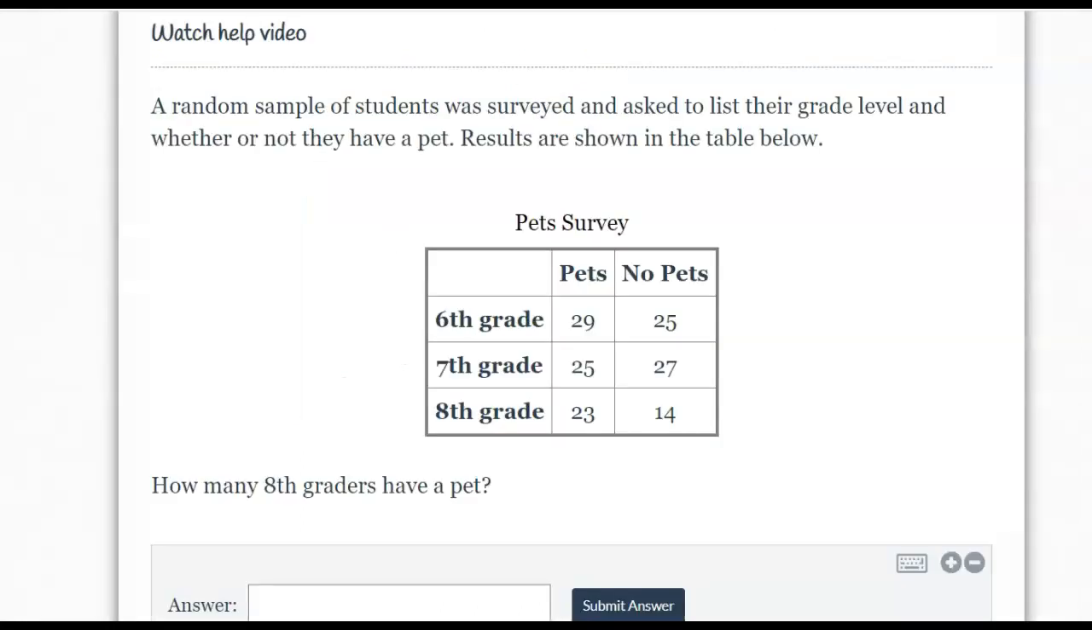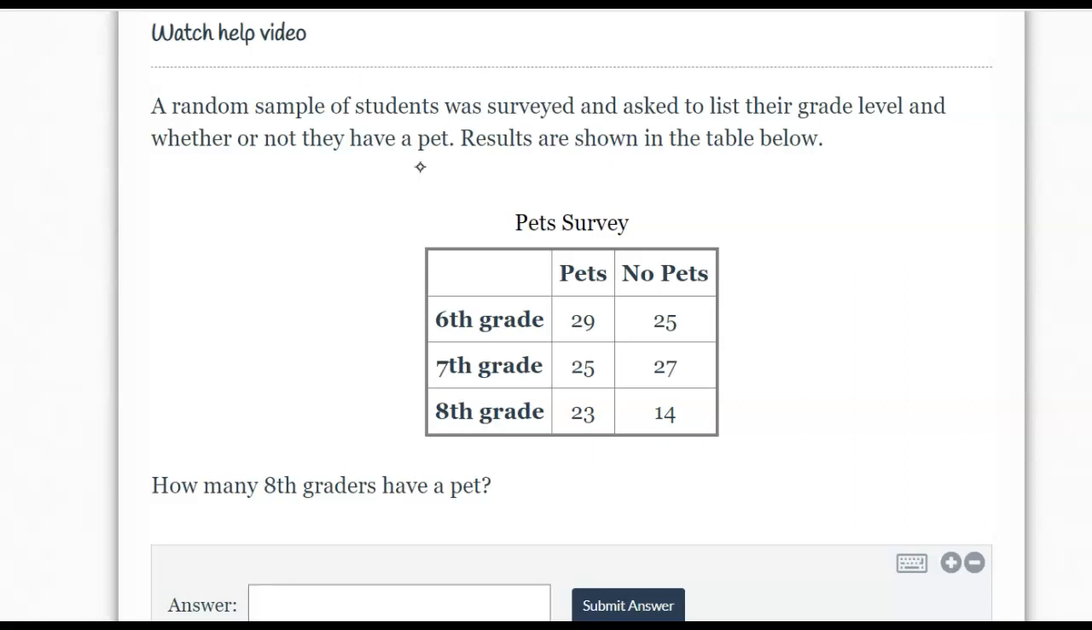The next part of this lesson is about interpreting data from tables, okay? So here we have a random sample of students that were surveyed and asked to list their grade level and whether or not they have a pet. And the results are shown. So these 6th graders have pets. These do not. So no pets for 6th, 7th, and 8th grade. Pets for 6th grade, 7th grade, and 8th grade.